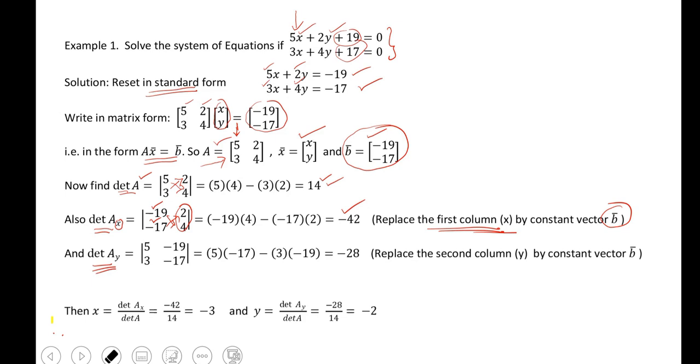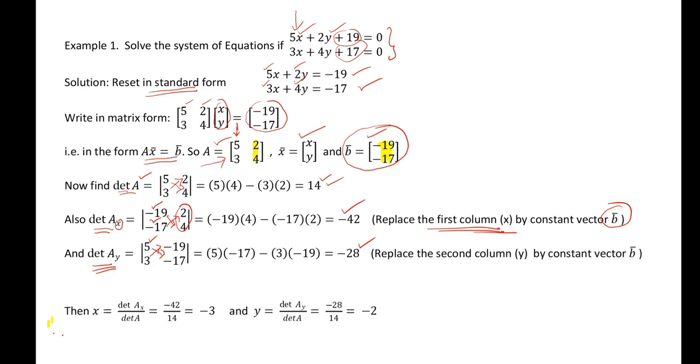Now what do I do? I take my y column away and replace it by the constant vector, minus 19, minus 17. So 5, 3 stays where it is. There's 5, 3, and the y column is now replaced by minus 19, minus 17. And then just find the determinant. 5 times minus 17, 3 times minus 19, and I get negative 28.